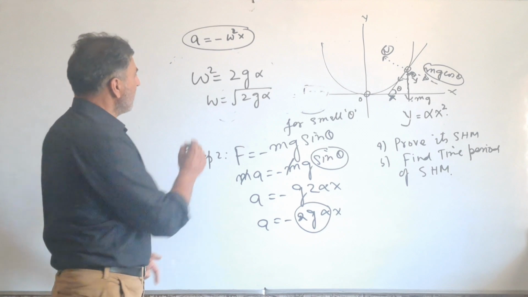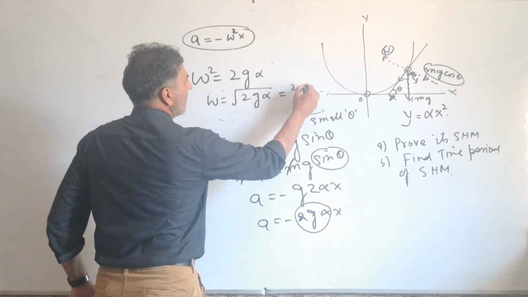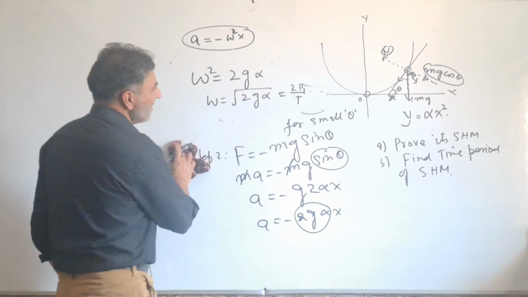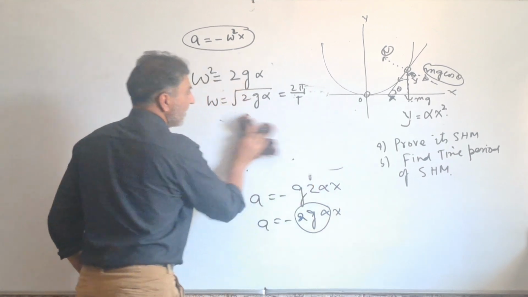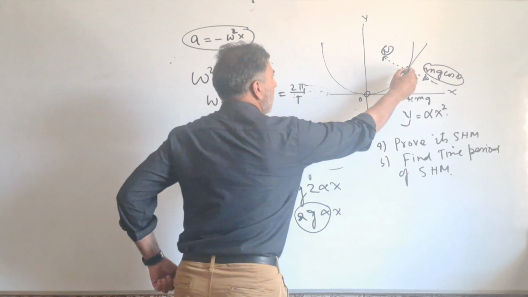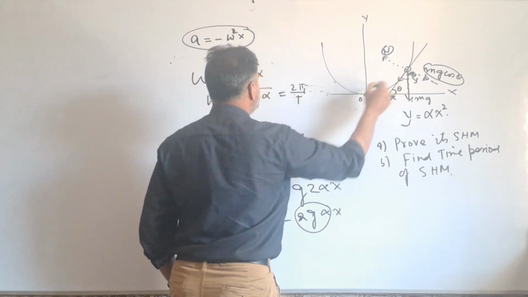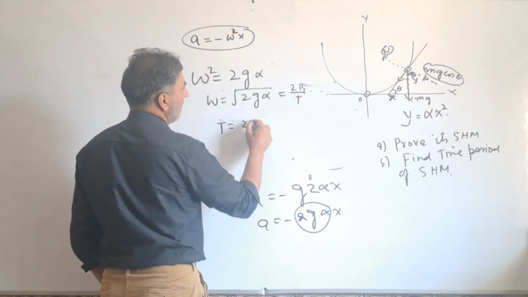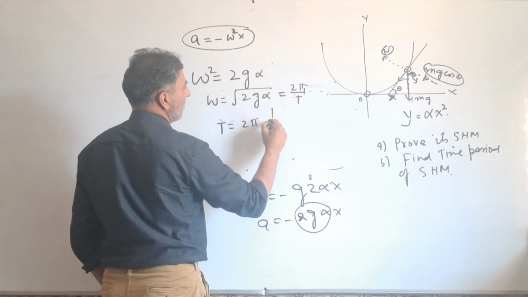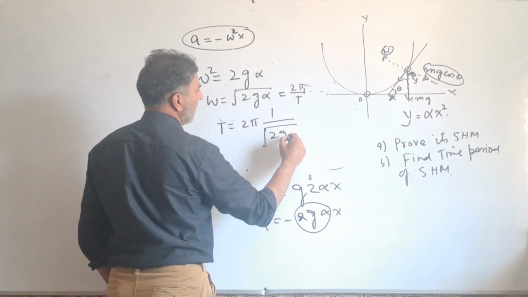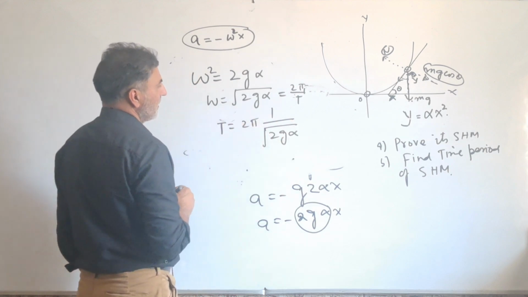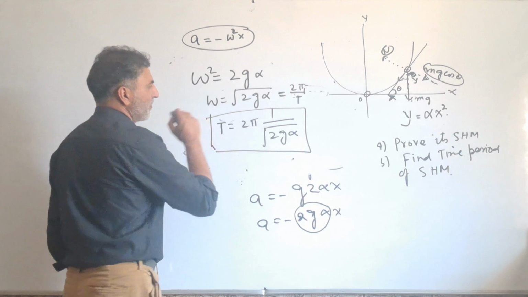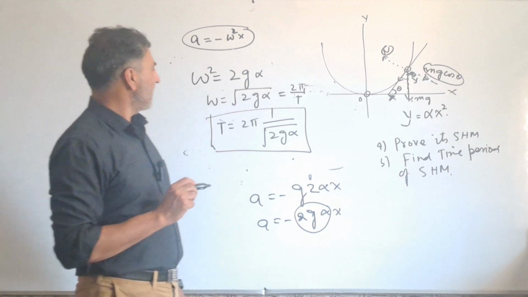Now, what about T? You know omega is 2 pi by T, so from here we will get T. What is the time period of this particle going back and forth like this? Time period is equal to 2 pi times 1 by root of 2g alpha. So you can take this as the answer.